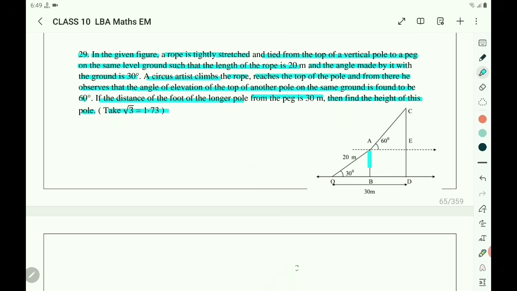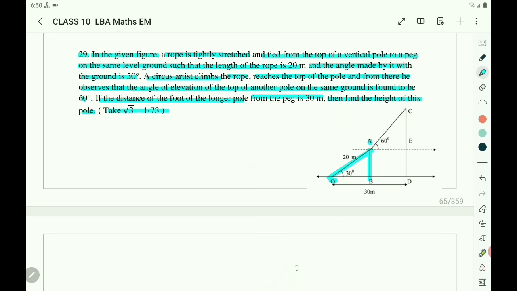Here is a pole AB and it has a rope. The rope is tied from the top of the pole AB. Here A is the top of the pole AB. From the point A, the rope is tied to the point O on the ground. That rope is tied to a peg on the same level ground. Means O is a point on the peg and AO is the rope.